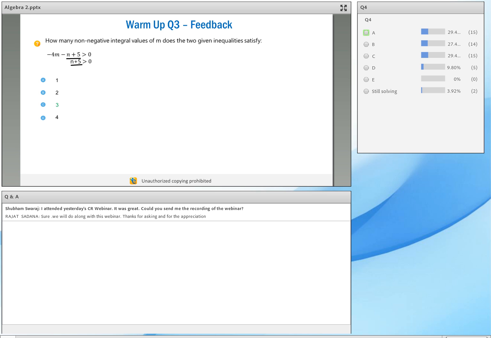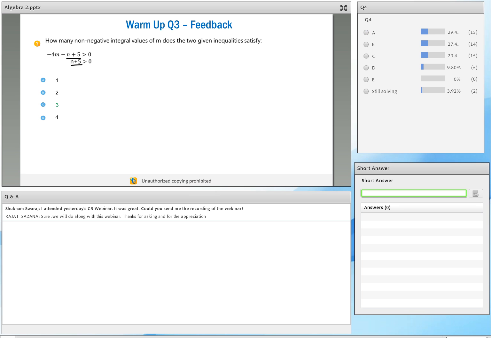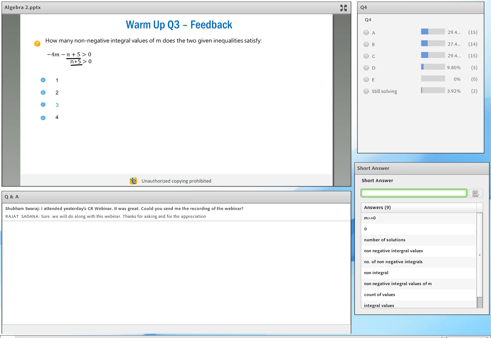Now, let me ask this. What does this question ask? What's tested in this question? Can you put your answer in the short answer poll? Integral values, non-negative integral values of m. Yes, non-negative integral values of m.